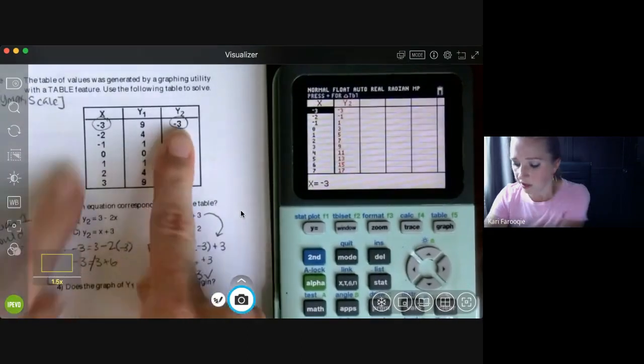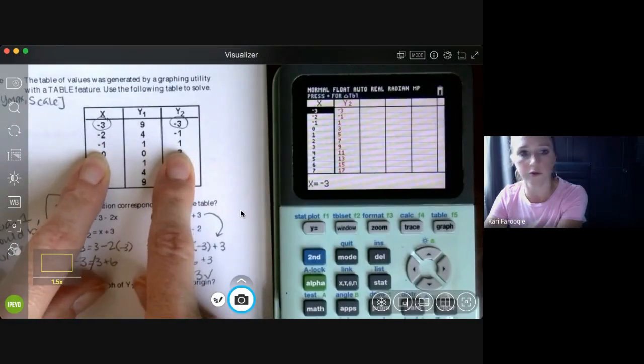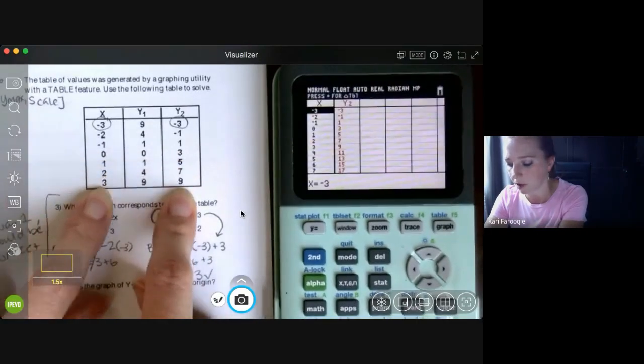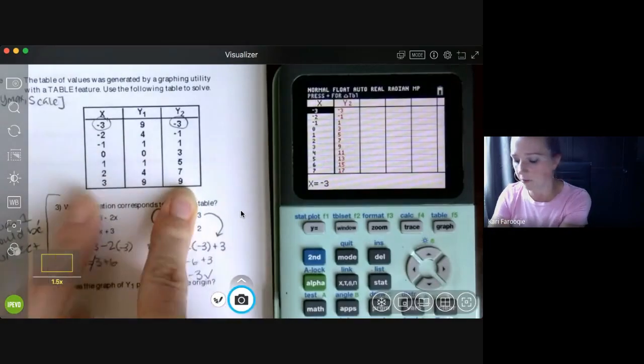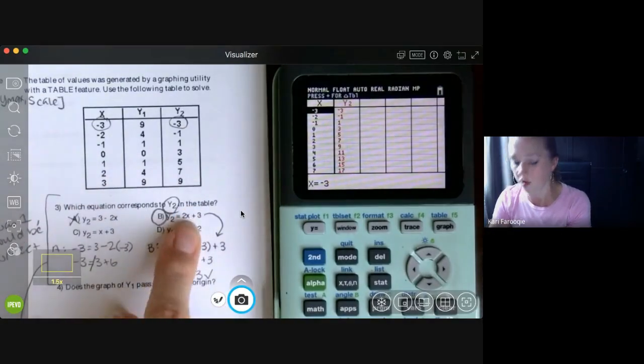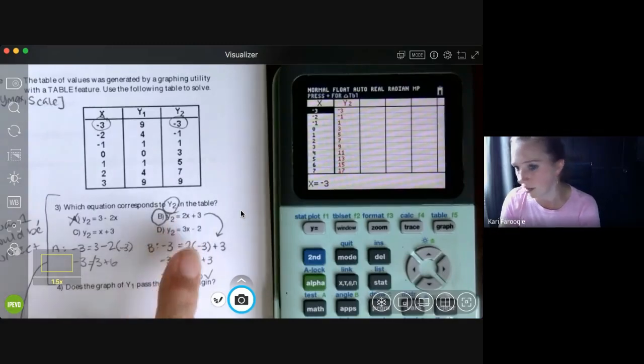So we have -3, -2, -1, 1, so on and so forth. All of these values are the same. And because all of these values are the same, we know for sure that the function that we entered, 2x plus 3, is indeed the correct function, or the correct equation, I would say. So I'm really glad you asked that.